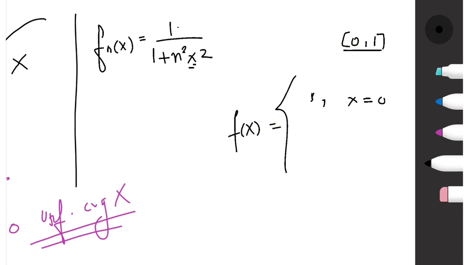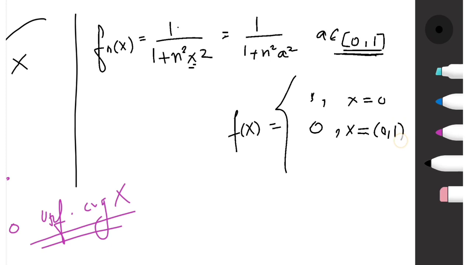And when we take any point, let's say a, belonging to this interval, we will get 1 by n square a square. As n tends to infinity, we get 1 by infinity equals 0. So at any point in this interval, we will get 0 when x is from 0 to 1.